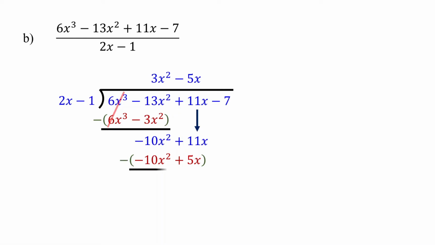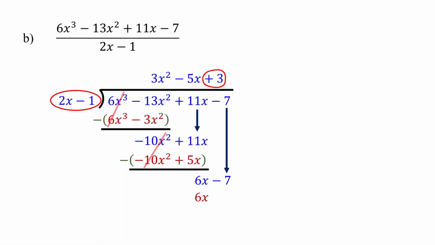Now, subtract. The first terms cancel out. 11x minus 5x is 6x. Then bring down the next term and repeat the three steps. 6x divided by 2x is 3, right? Then, multiply. 3 times 2x is 6x.